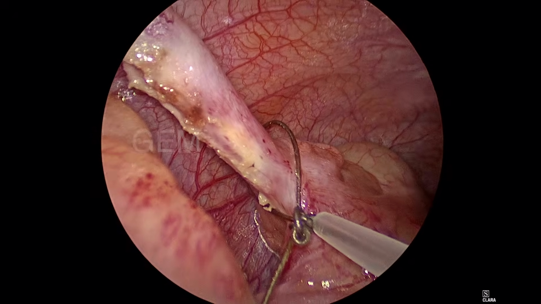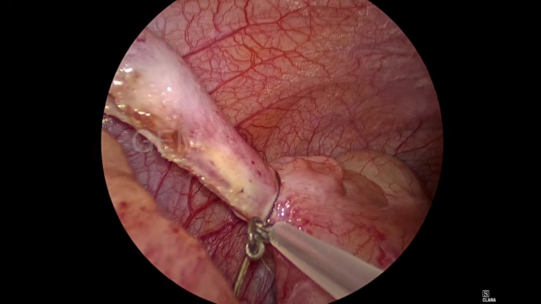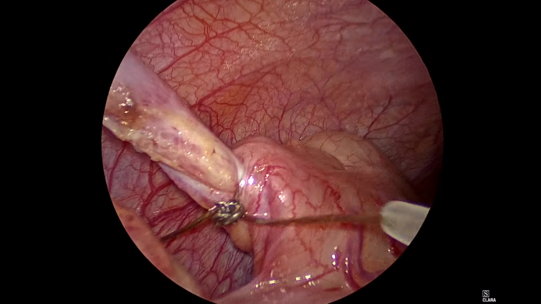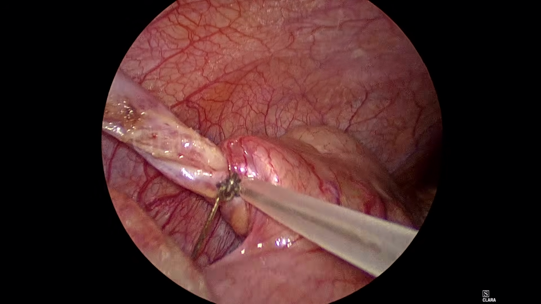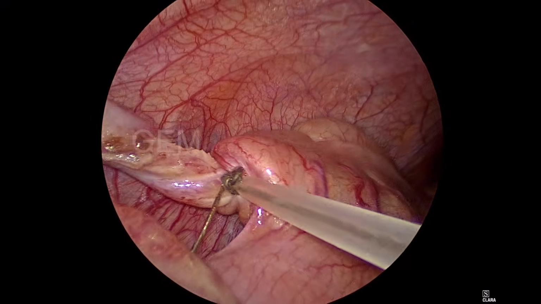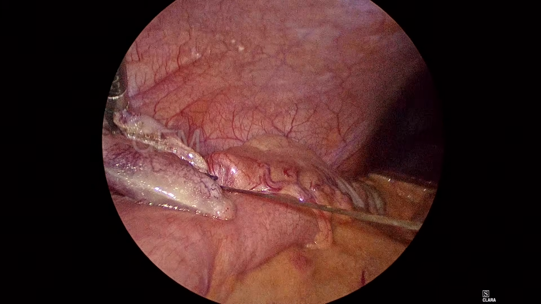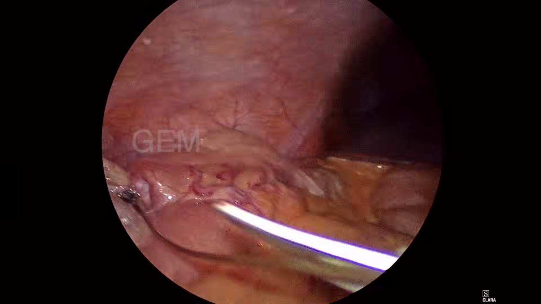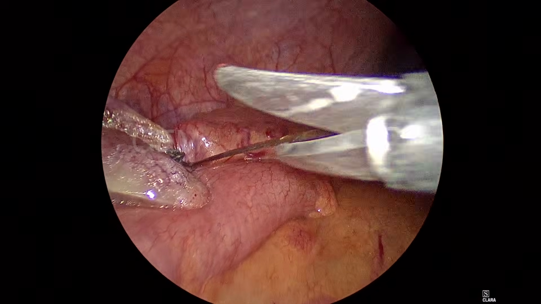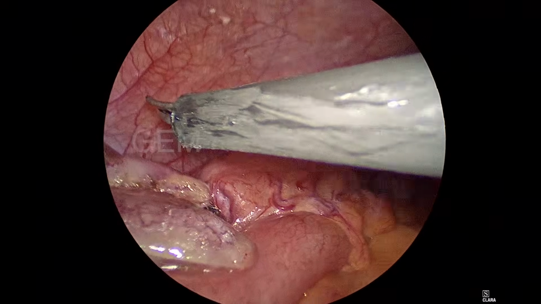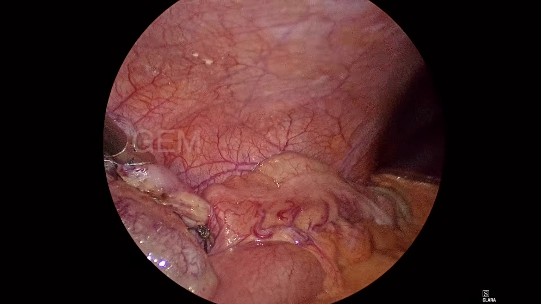So it should be exactly at the level of base, and usually the three tinea will join at that level. We should not include the cecal wall also. So we have to mobilize the appendix correctly, and then apply the loop at the base.